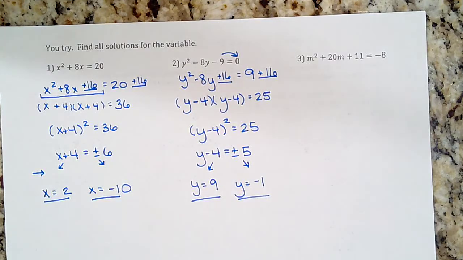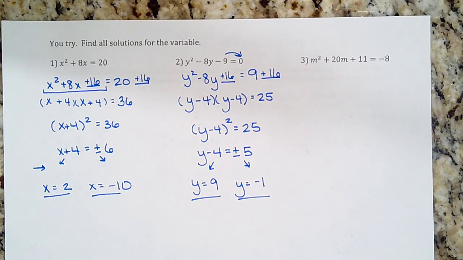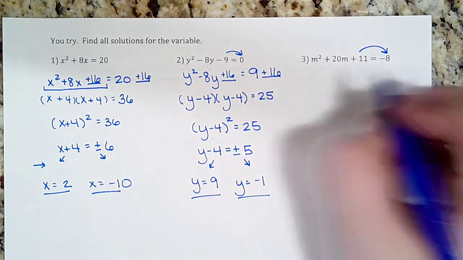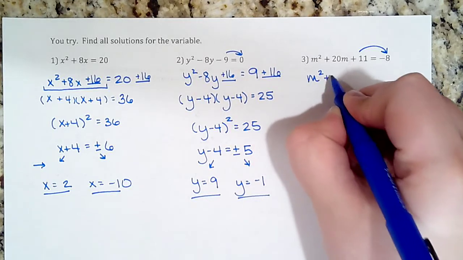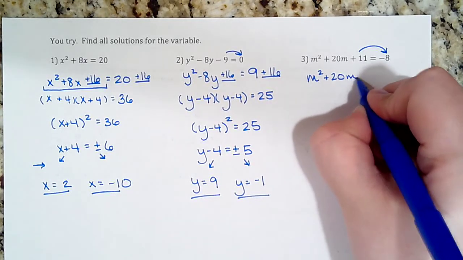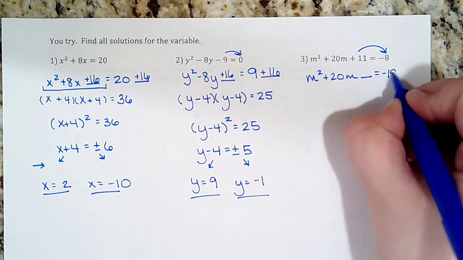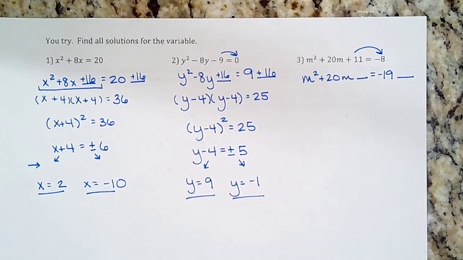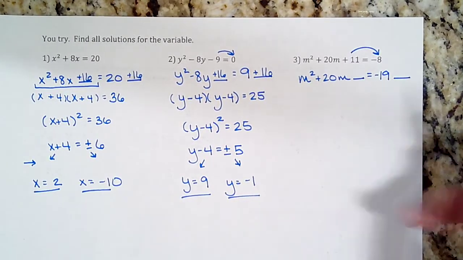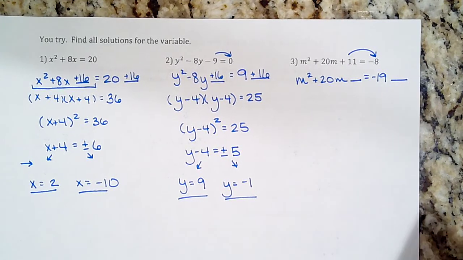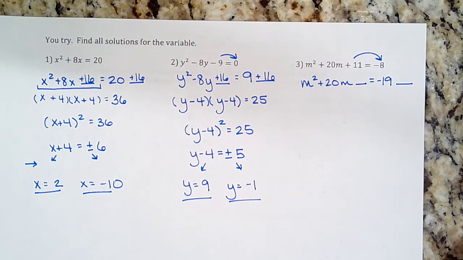Last one. This one already has a number on the right side, but don't let that stop you. The method remains the same. We're still going to move our 11 over and create our space like we've done before. M squared plus 20m space equals, when I move that over, it's negative 19. And I just keep that space. Even when the problems look a little different, we still follow the same steps. We may just have to rewrite the first equation to help ourselves see that these are the steps we take.